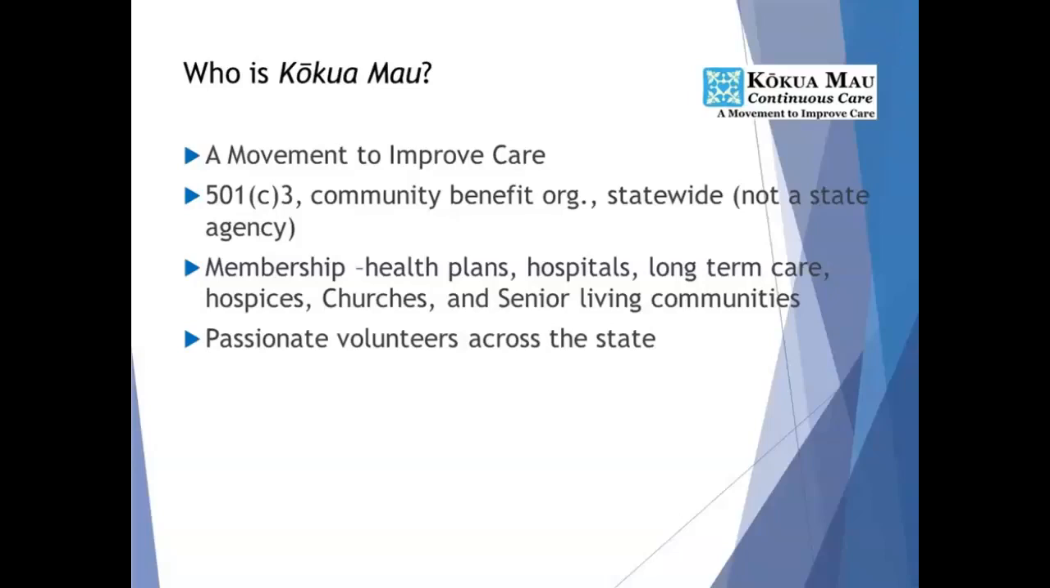We also have passionate volunteers across the state, and I get to work with 16 volunteers. We call them our ambassadors. Our ambassadors include social workers, nurses, doctors. These people actually volunteer their time to go out into the community and talk about advanced care planning, talk about the conversation, because they've seen what happens when it doesn't get done well. They've seen fistfights in the ICU.